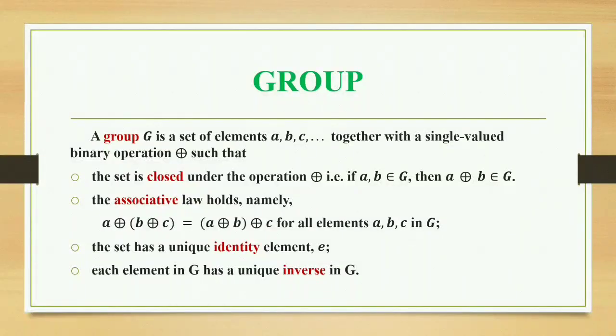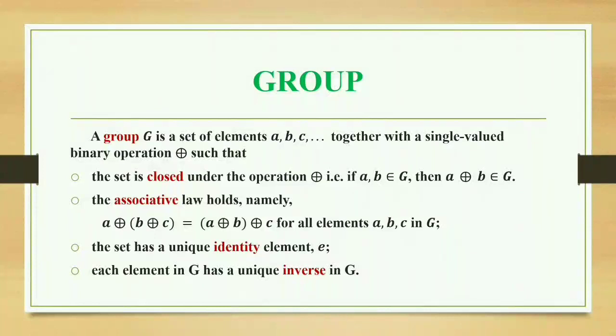Group: we can say a set of elements together with a single valued binary operation is a group if it satisfies four properties: closure, associative, identity element exists, inverse exists. Here we consider a set G of elements a, b, c, etc. together with a single valued binary operation circle plus. This is a general notation. Then G is a group if G is closed under the operation circle plus.